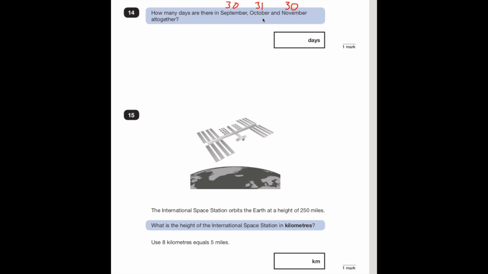So that one, October, must be 31. You should know that anyway because 31st of October is Halloween. So add those three together. 30 and 30 add 31 is 91 days.